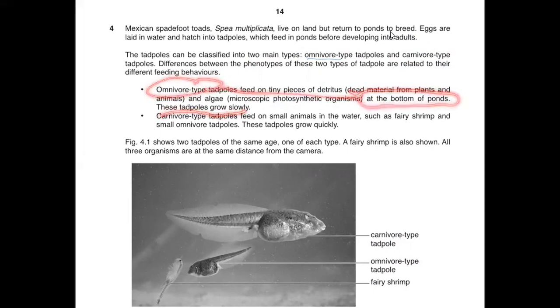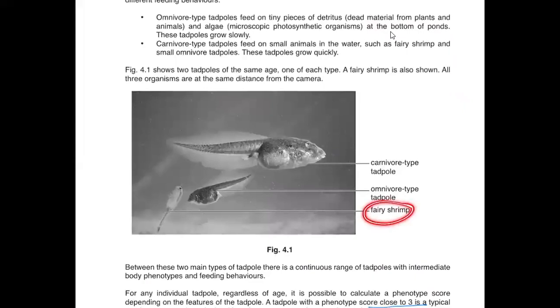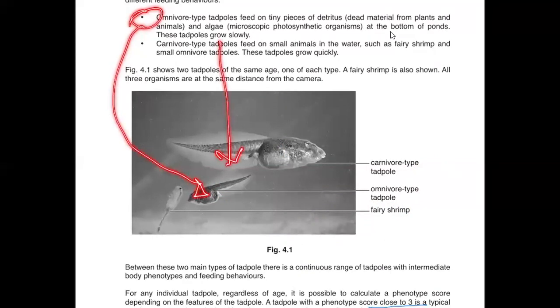These features are already mentioned to us because this information is very relevant for whatever we need to answer further. The carnivore type tadpoles feed on small animals in water, such as fairy shrimp, and small omnivore tadpoles. The tadpoles grow quickly. Now they are shown to you here. This is the fairy shrimp, this is the omnivore type tadpole, this is the carnivore type tadpole. So these are the two types which are actually mentioned to you in the description above. So this one is the omnivore, and this is the carnivore.